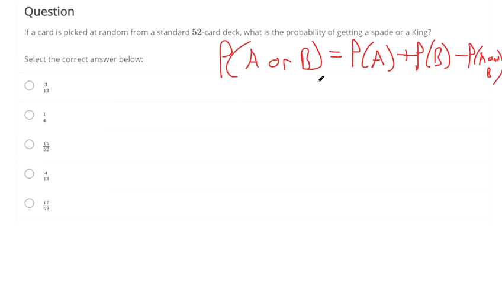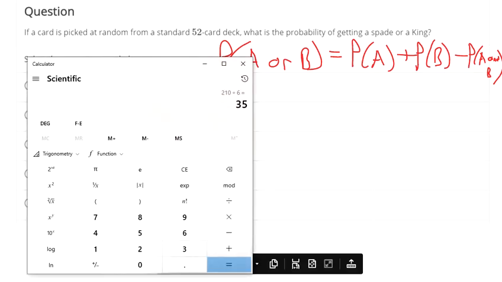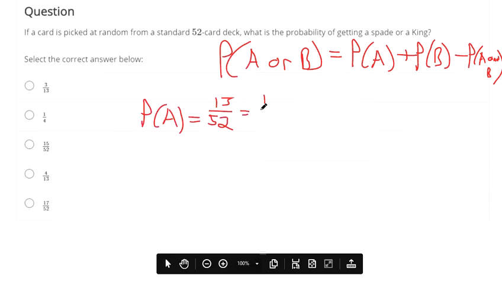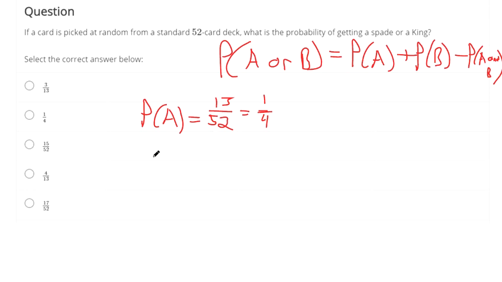Okay. So we'll call A the probability of getting a spade. If A is the probability that we get a spade, there's 13 spades in a deck, right? So there's 13 out of 52 options. So I think that's just 1/4. Okay, so there's a 1/4 chance you pick any random card and it's a spade if you simplify that fraction.